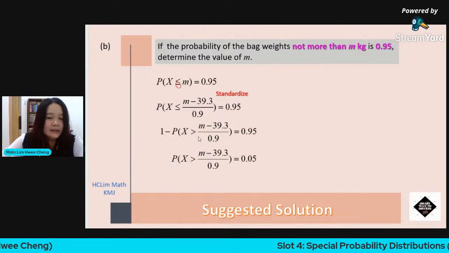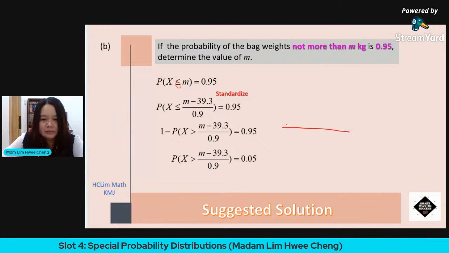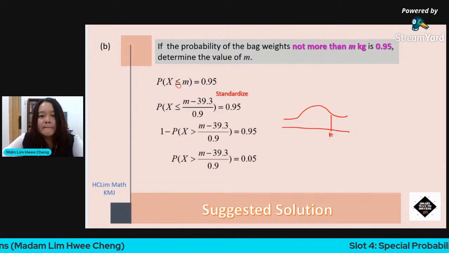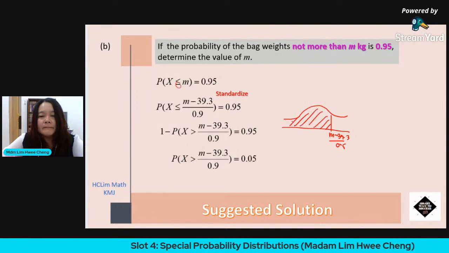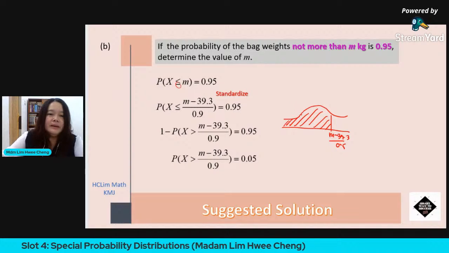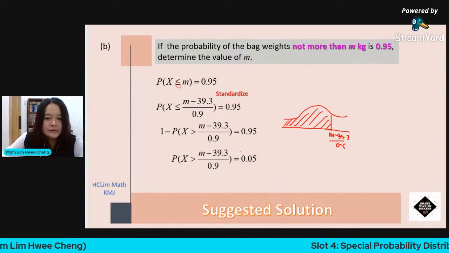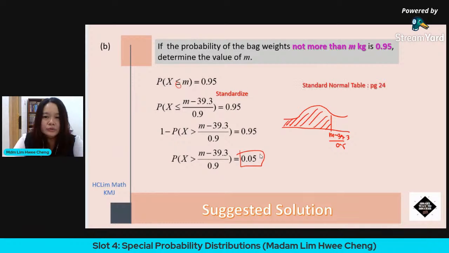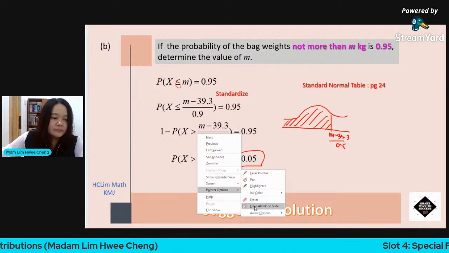So we will calculate one, because if we look at this, 1 minus X greater. So you have the 0.05 here. So we read this one. So if we want to read this in the exam, we kindly go to the standard table on page 24 first. Okay, you go to page 24 first.